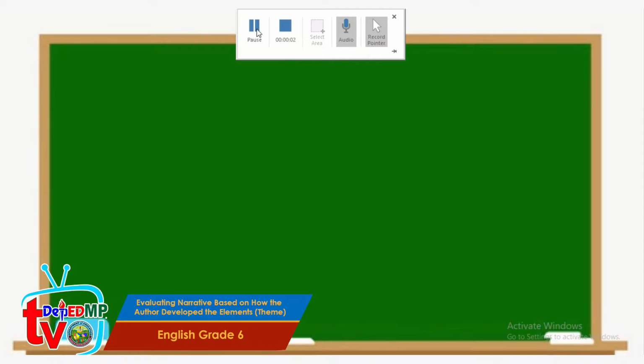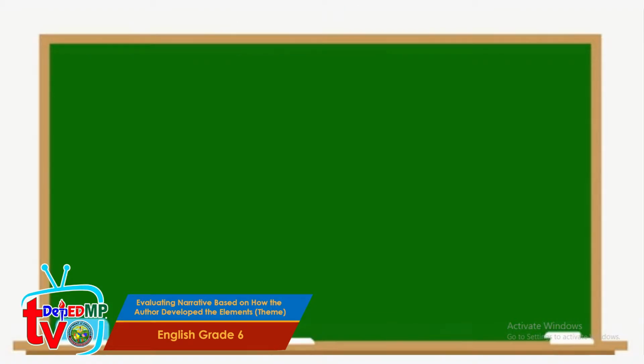Here's the instruction. Get ready with your paper and pencil. Listen very well to each story and determine the theme. Select the letter of the best answer and write it on your paper. Here are the options. Let us read them.